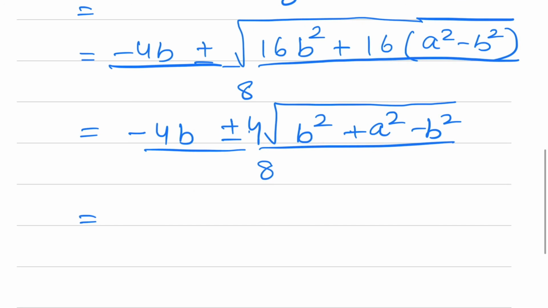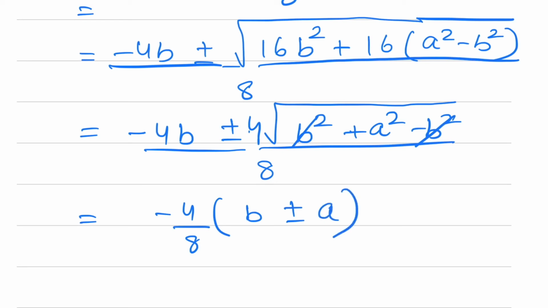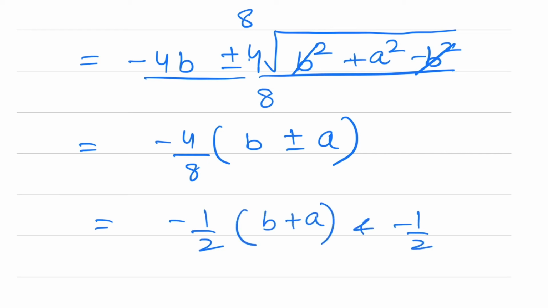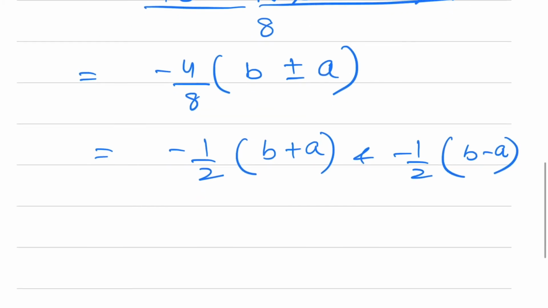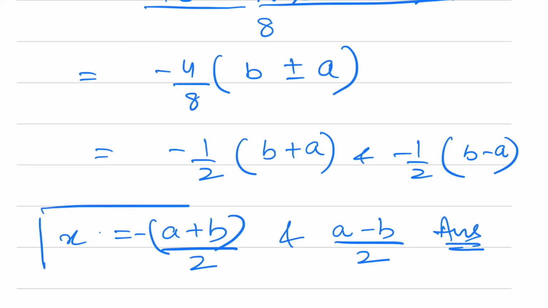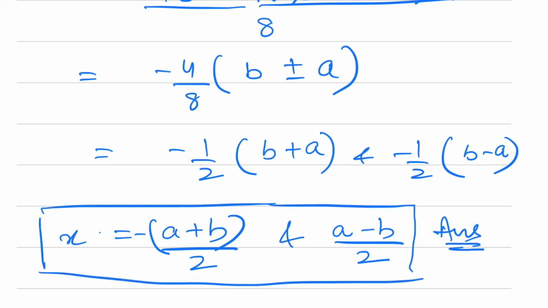So this becomes minus 4. I can take common, so I'll get minus 4 by 8 here. B plus minus, this gets cancelled. A square will become a, so we'll get minus 1 by 2 b plus a and minus 1 by 2 b minus a. So we get x is equal to a plus b, negative sign by 2, and we also get a minus b by 2. So that's the answer here. So both ways we are getting the same answer.